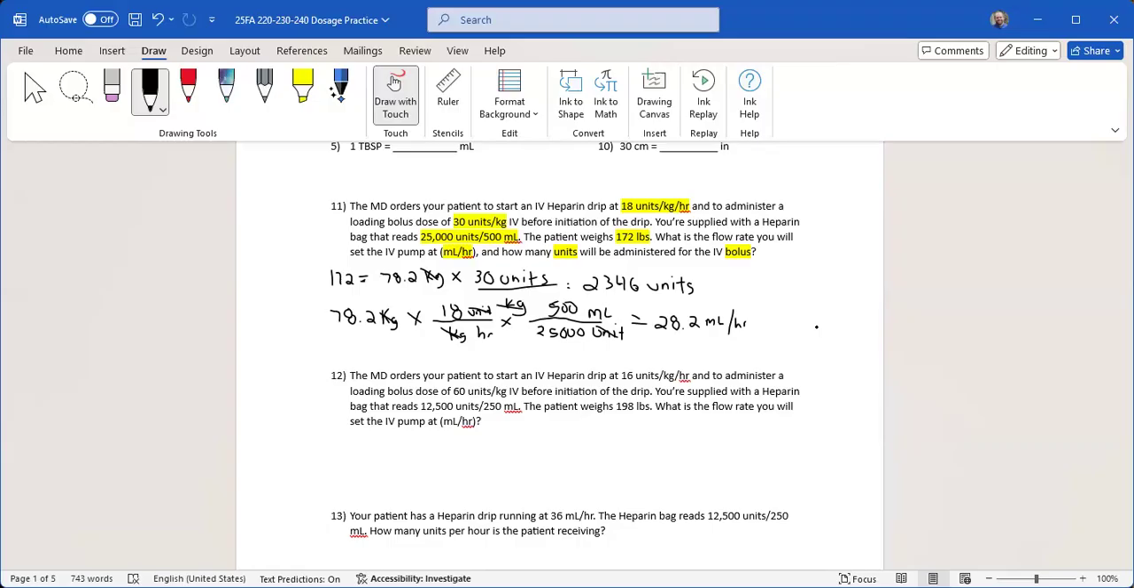So you may not be able to actually in the real world set it to 28.2, but in the CCAC math bubble, we're going to round to the nearest tenth until, I guess, I'm told otherwise, because that's what I've always been told to do. Okay. Any questions on the heparin type questions? Are you feeling okay about those?